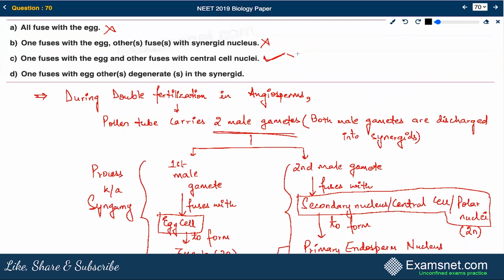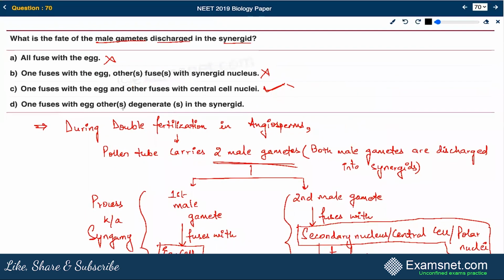Clear? So this is the true statement. One fuses with egg and the other degenerates into synergid. Again, this is also a big no. All right. So the answer is option number C over here.